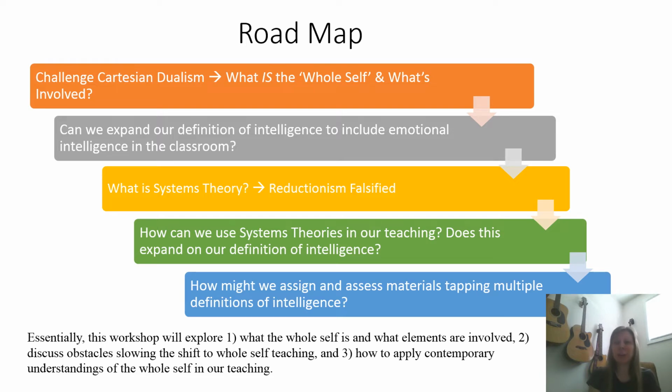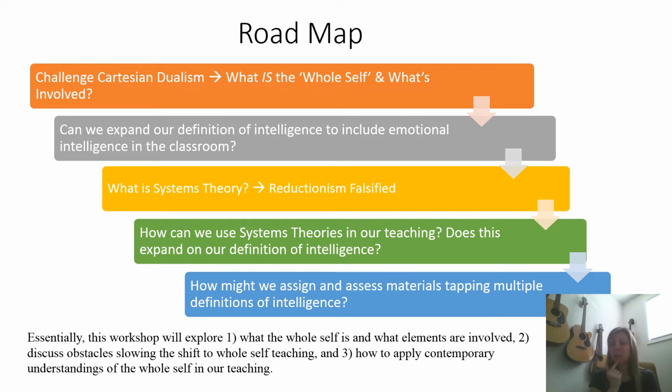The first part will challenge Cartesian dualism and explore elements that constitute a whole self. Using Cartesian dualism's definition of self as a springboard, I will discuss many other complex systems involved in the whole self and show that there are more types of intelligence than just math and verbal. Since Cartesian dualism and traditional understandings of self are outdated and incompatible with complex systems theories and quantum physics, the next part will discuss some complex systems theories and use them to falsify reductionism. When exploring quantum systems, materialism is also falsified.